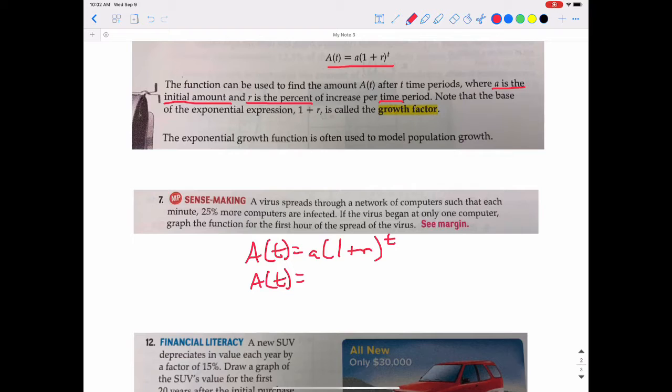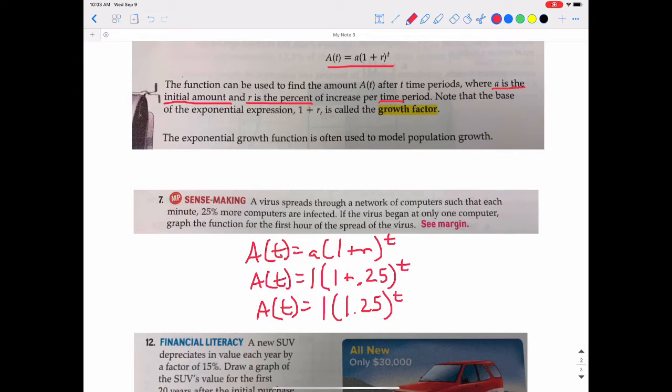amount is what a is, and it just said a virus. It doesn't say how many viruses. It just says a virus, meaning 1, so a is going to be 1 times the quantity of 1 plus the rate, which is 25%. We need to write that as a decimal. 25% as a decimal is 0.25, to the t power. If I simplify what's in parentheses, it gives me 1 times 1.25 to the t power.